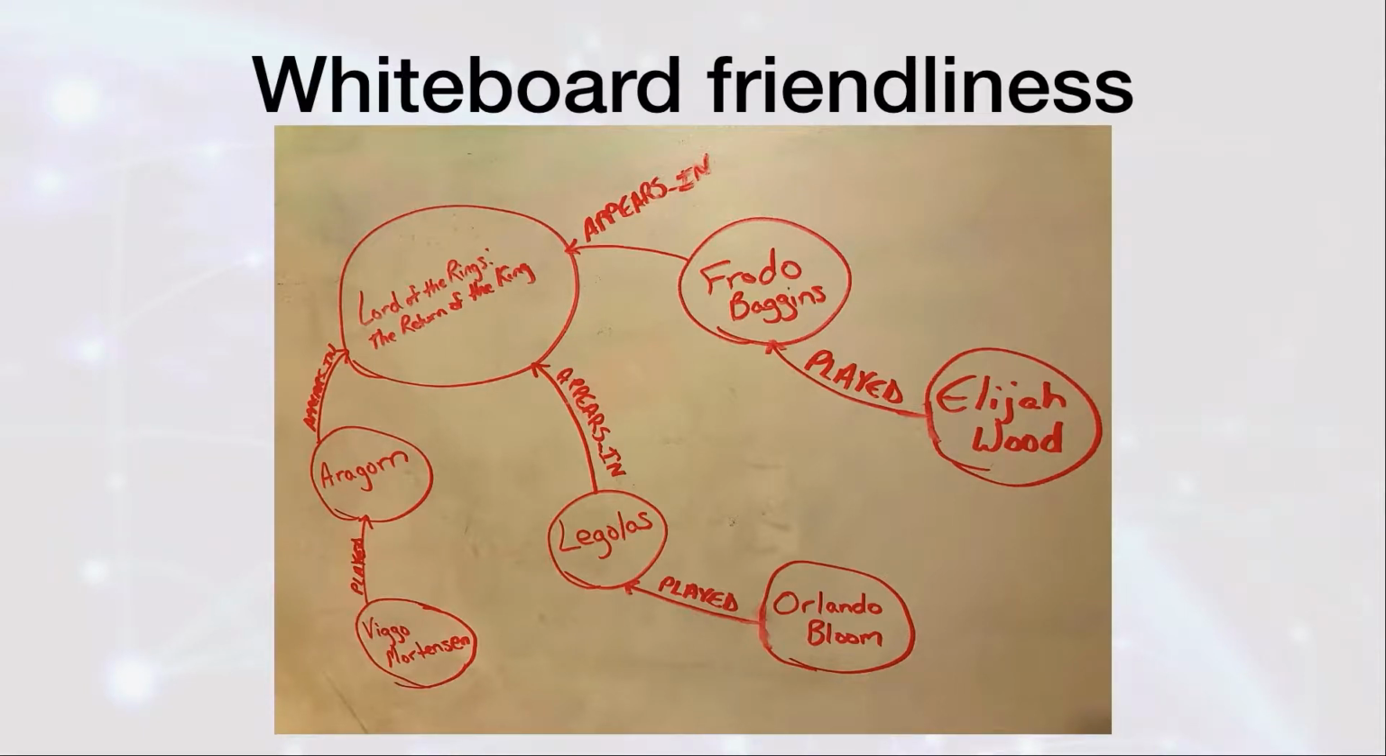And so we're going to take a Lord of the Rings example. I absolutely love these movies, and so this is what's near and dear to my heart. But if we were to take The Return of the King, which is my favorite movie in the trilogy, and look at who are the actors that appear, or excuse me, the characters that appear in that movie. So we have Frodo Baggins, Legolas, and Aragorn that all appear in that movie as characters.